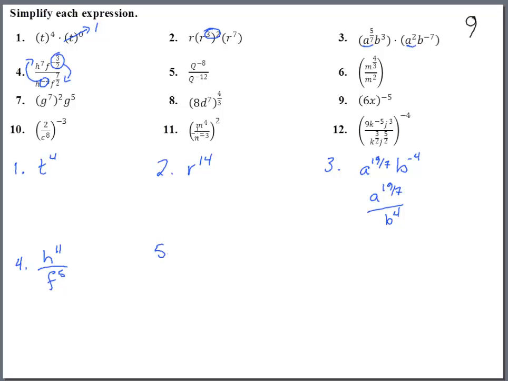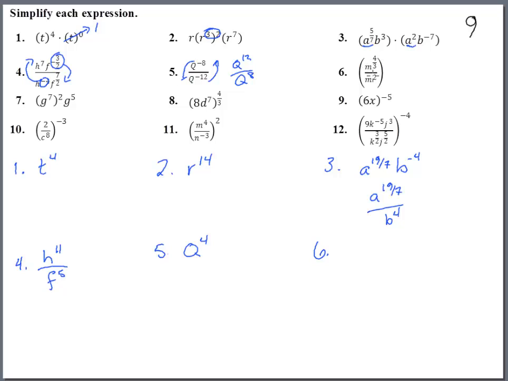Number 5. Q to the -8 over q to the -12. We could do this a couple ways. The first way would be to flip that down there and flip that guy up there, so we get a q to the 12th over a q to the 8th. That will leave us with a q to the 4th. The other option is to just do the division rule, where you take q to the -8 minus a -12. -8 plus 12 gives you q to the 4th. Either way is okay.